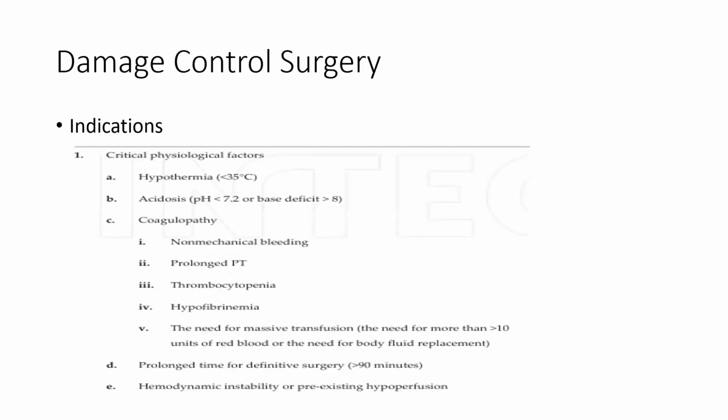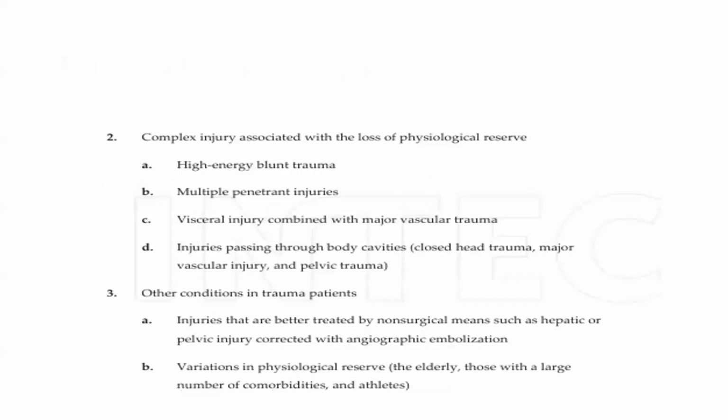Now about damage control surgery, the indications are hypothermia, that is temperature less than 35 degrees Celsius, acidosis, coagulopathy, that is non-mechanical bleeding, prolonged PT, thrombocytopenia, hypofibrinogenemia, and the need for massive transfusion, that is the need of more than 10 units of red cells or body fluid replacement, prolonged time for definitive surgery, that is more than 90 minutes, and hemodynamic instability.